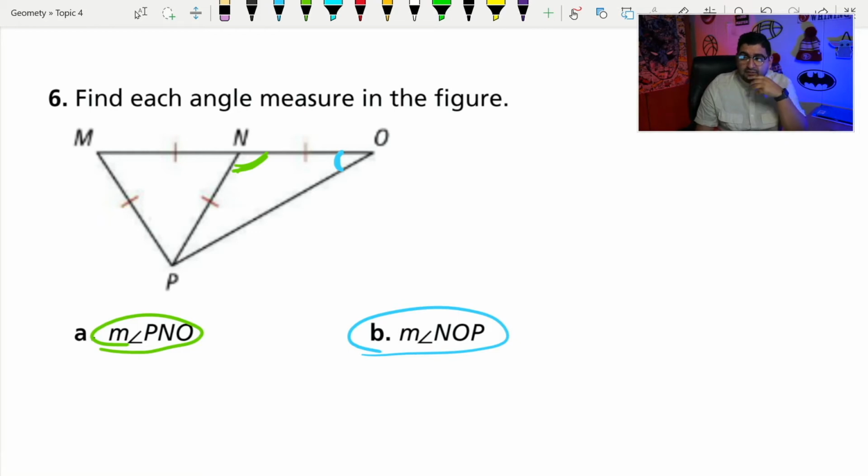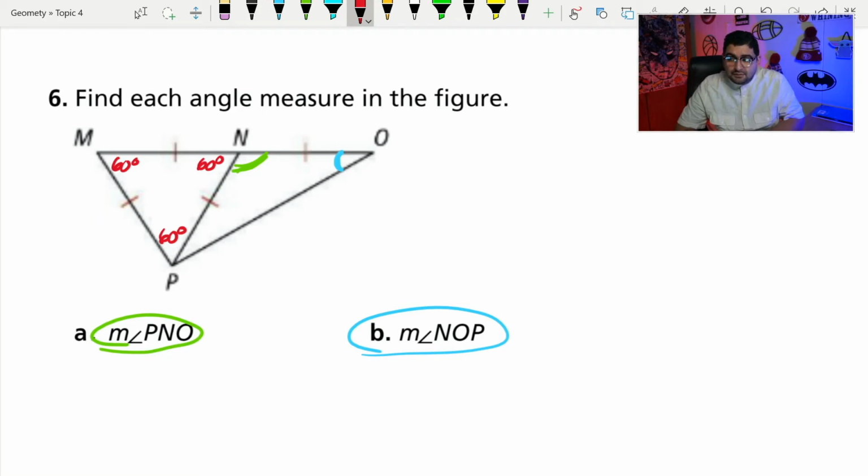Okay, so let's figure out how I can find angle PNO. Well, because we have an equilateral triangle, one thing we know is that all these angles on the inside have to be 60 degrees. That is another property of equilateral triangles. All the angles inside a triangle have to add up to 180, and if all the angles are the same, the only way that's possible is if they're all 60 degrees, because 60 plus 60 plus 60 is 180. This is the only way this can be true.